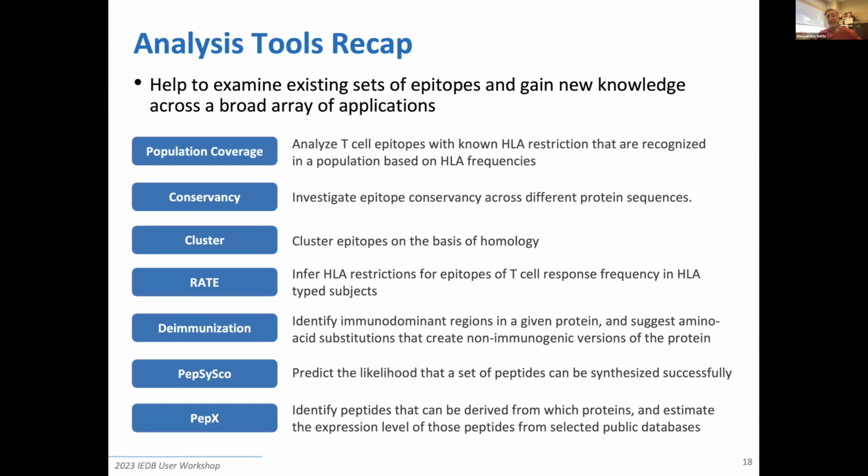And the two most recent tools look at the predicted capacity of a peptide sequence to be synthesized without issues. And the last identifies peptides that can be linked to expression levels, as a useful tool in predicting immunogenicity.